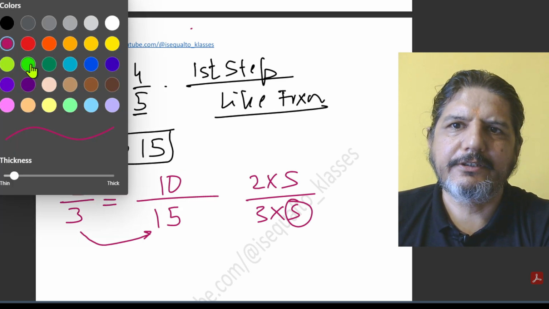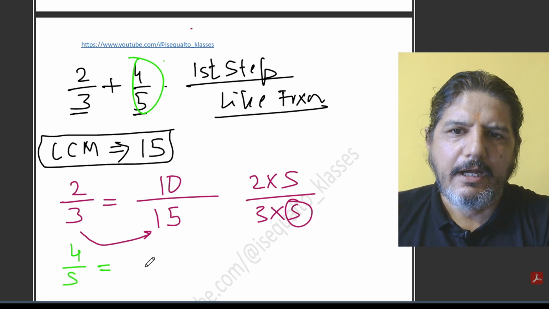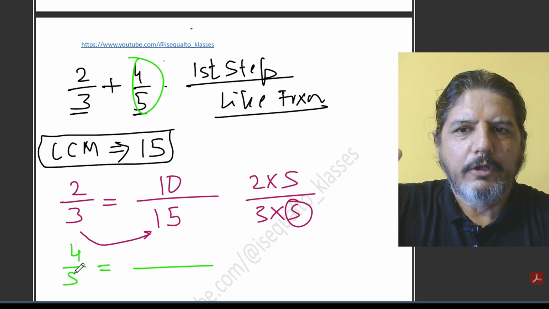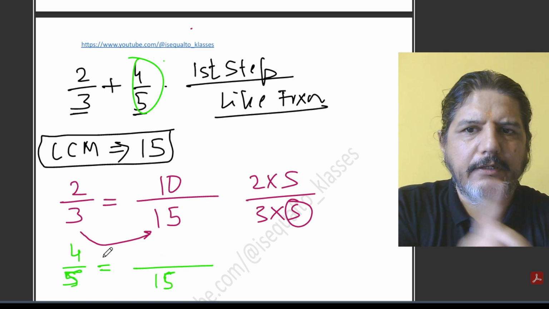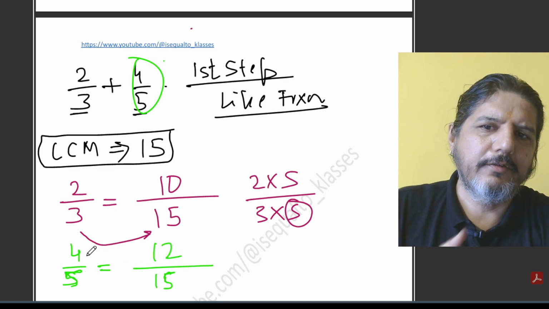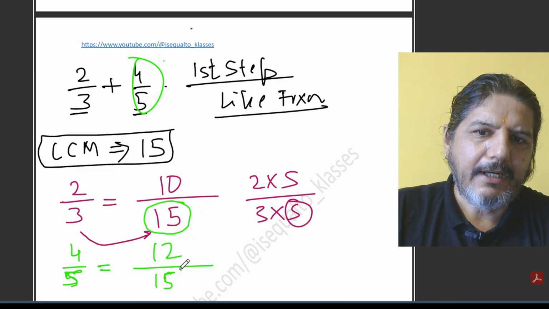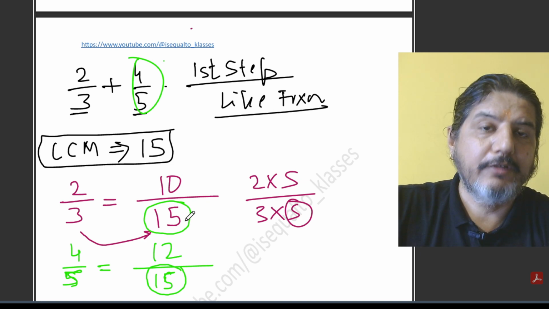Similarly, I take the second fraction, 4 upon 5. I want to find the equivalent fraction of this. The equivalent fraction should have the denominator as 15. So 5 3s are 15, so 4 3s are 12. So 12 by 15 would be the equivalent fraction of 4 by 5. You need to understand that the denominator of both these should be the same. And now it has become the same.